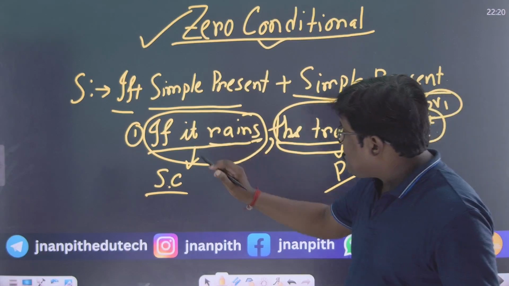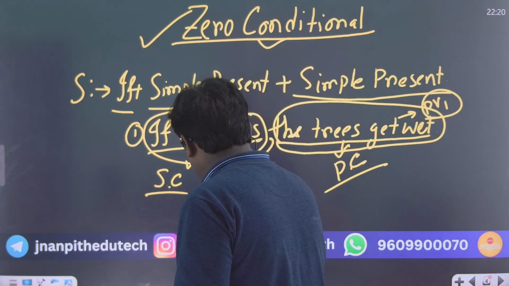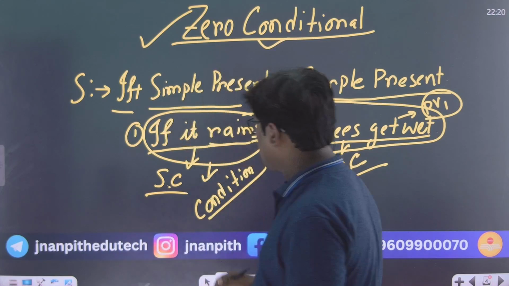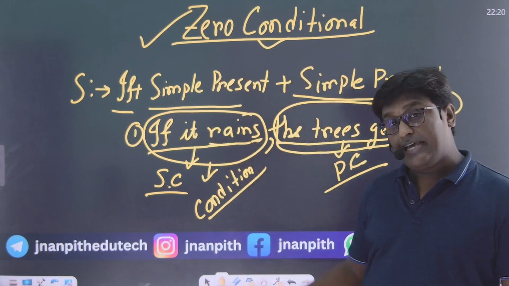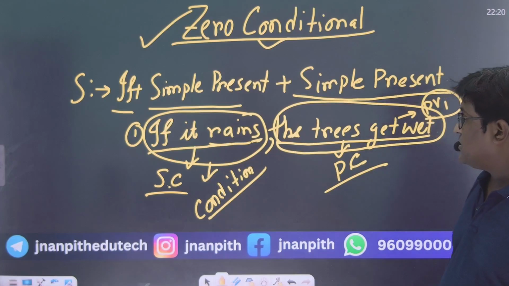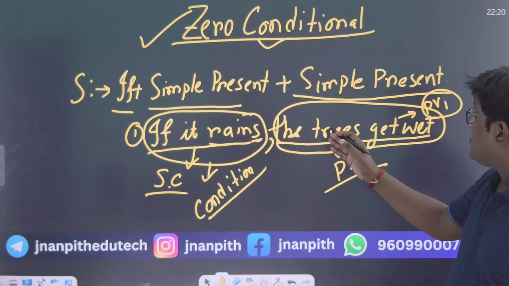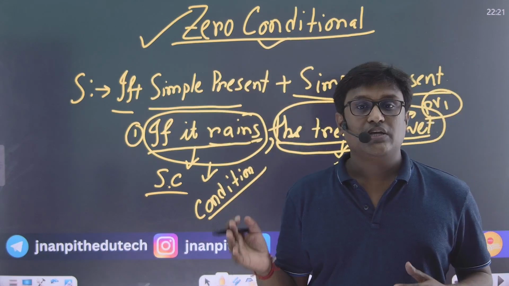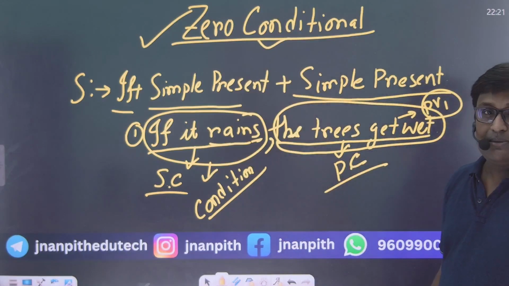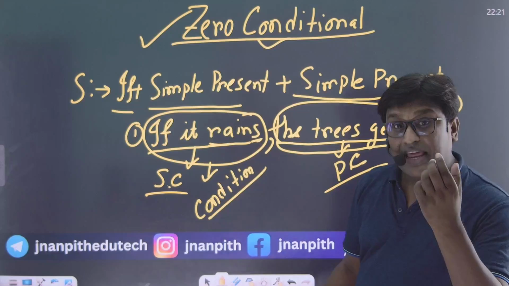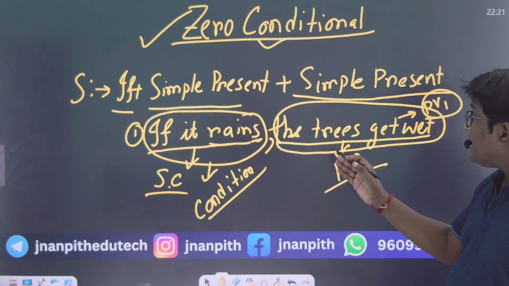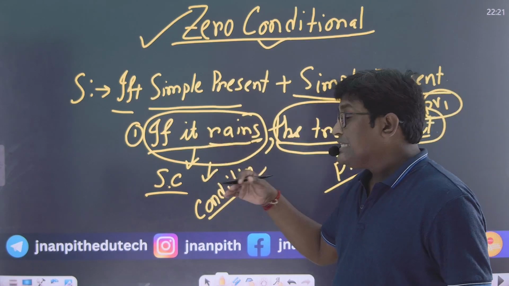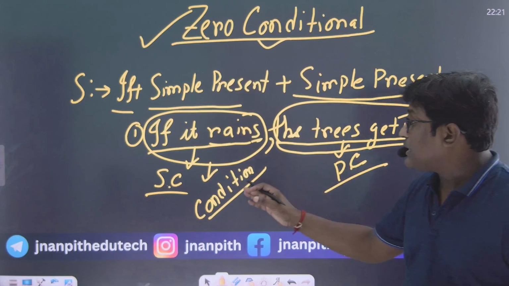So the if clause denotes a condition or a situation. What is the condition or situation? If it rains, it is the condition or situation. The result is what? The result is the trees get wet. We already know if it rains, the entire earth gets wet, so the trees cannot be the exception. So the condition is rain, if it rains, and the result is the trees get wet. So the if clause will tell us about a condition.